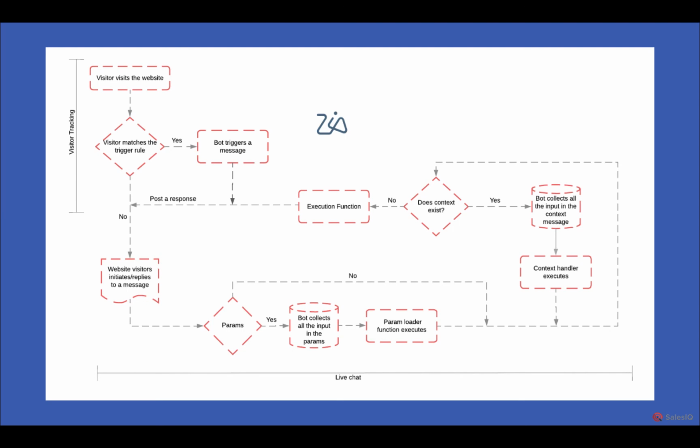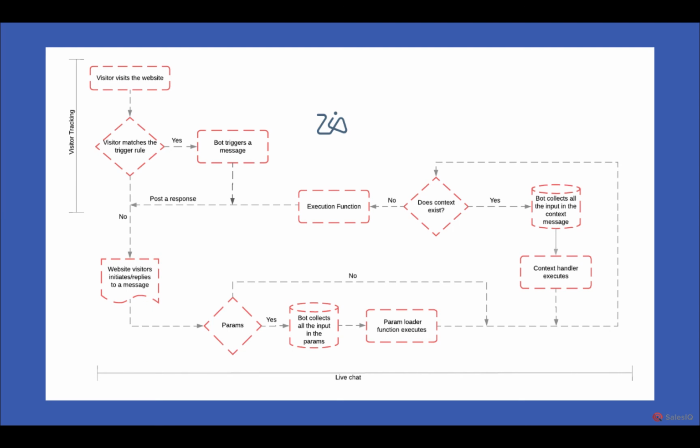So when a visitor lands on the website and matches the trigger criteria, he's going to be triggered with a message. Once the message is received from the visitor's side, it checks it for params, all right? This is useful when we don't know the action params beforehand, usually when parameters differ based on users. And if params are not available, the bot starts checking if the context in the visitor's message exists.